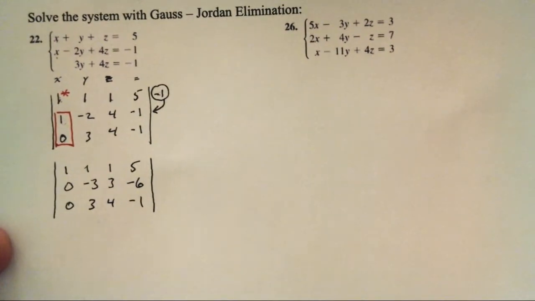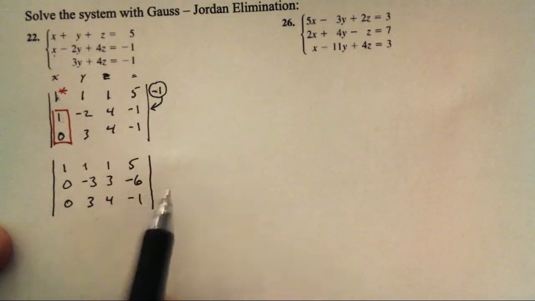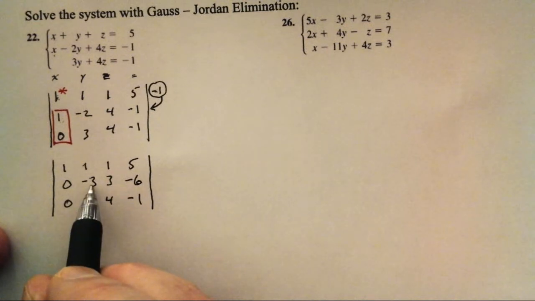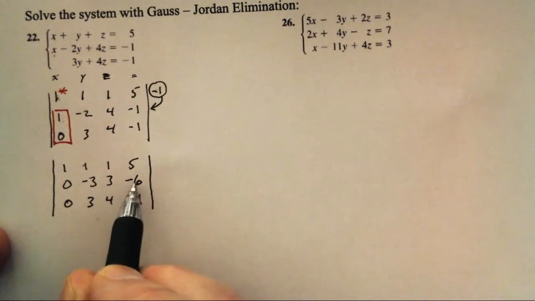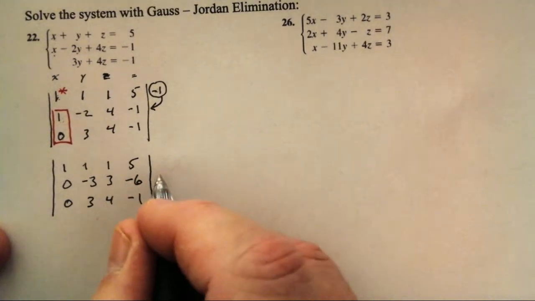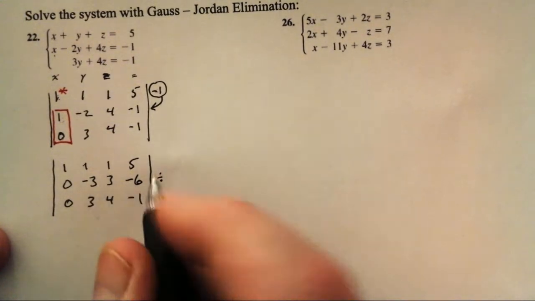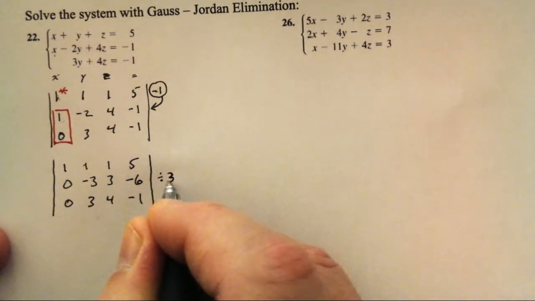After each step, I ask myself, can I do some house cleaning? By that, I mean, take a look at equation 2. This is just the equation -3y plus 3z equals -6. I can divide this row either by 3 or perhaps -3. I'm going to just divide it by 3.